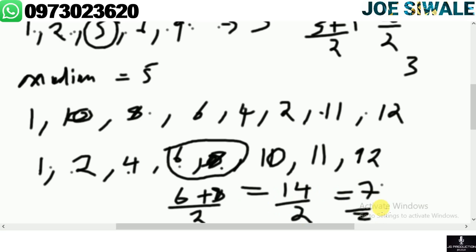So that's how you find the median, the mode, and the mean for ungrouped data. So that's for ungrouped data. Let us look at another situation.